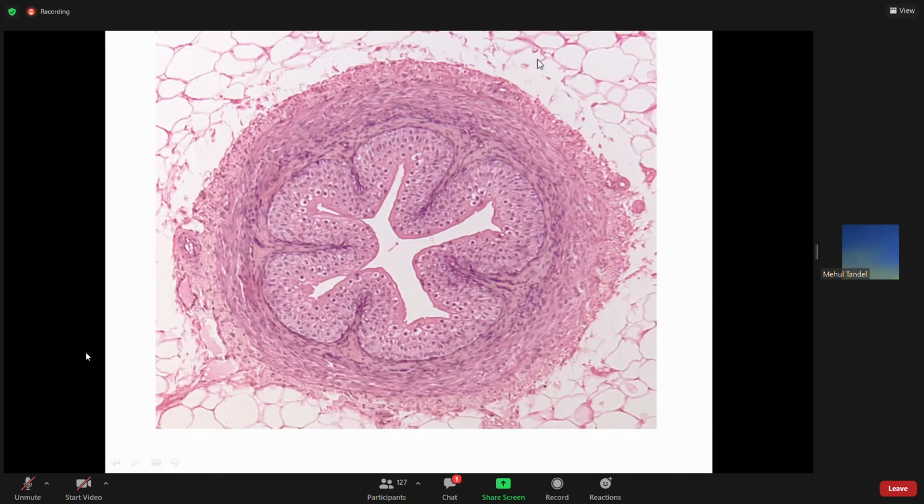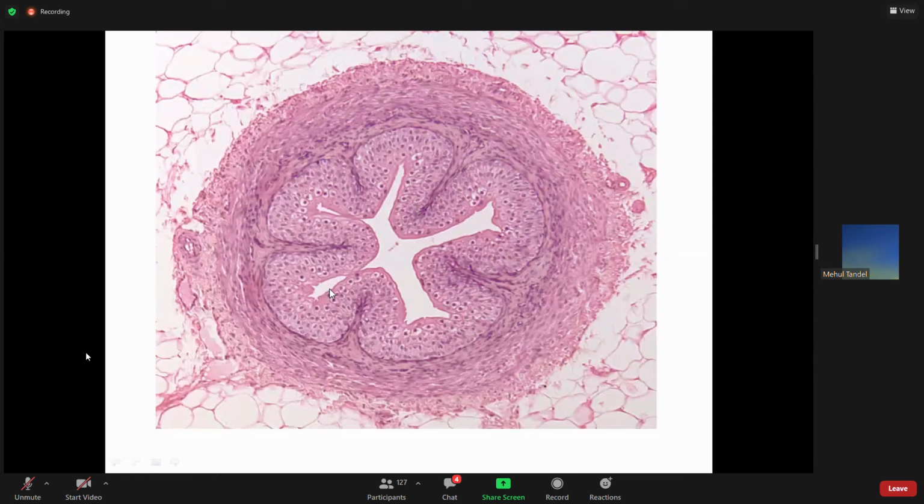So which structure is this? You can write in the chat box. Which is this structure? Don't confuse it with this structure. This is not vas deferens. This structure has also a star-shaped lumen. It is lined by the urothelium. That is right, transitional epithelium.